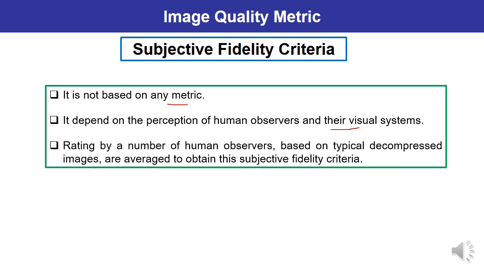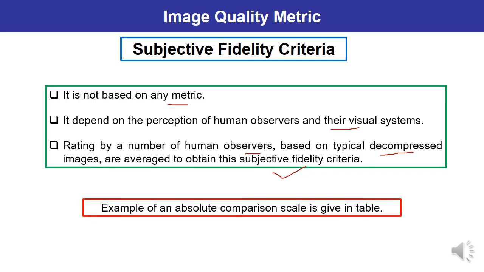Ratings by a number of human observers based on typical decompressed images are averaged to obtain this subjective fidelity criteria. Like if we are a set of 10 persons and all 10 have evaluated the same thing, our evaluations may be different. I may have rated 9, you may have rated 8, another may have rated some other value. By taking the average, this subjective fidelity criteria works and gives the rating for any particular thing.